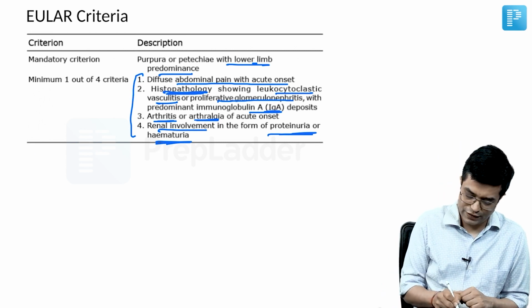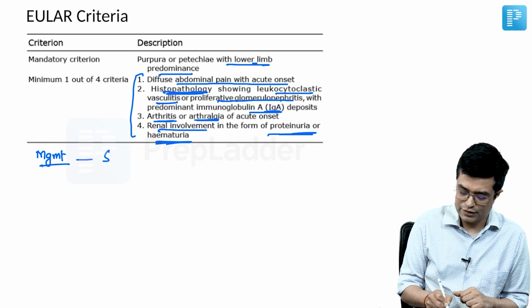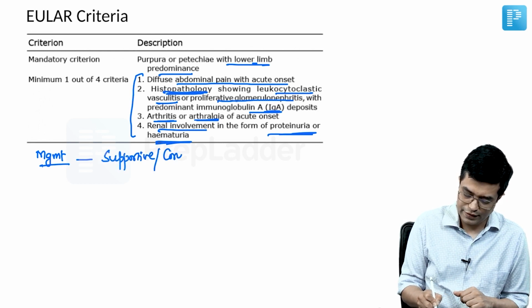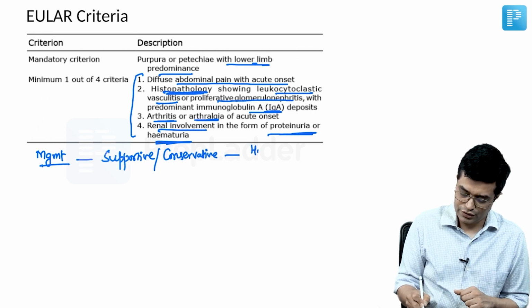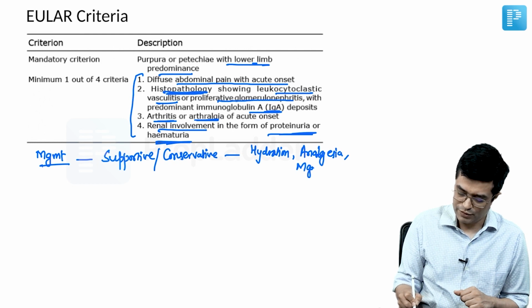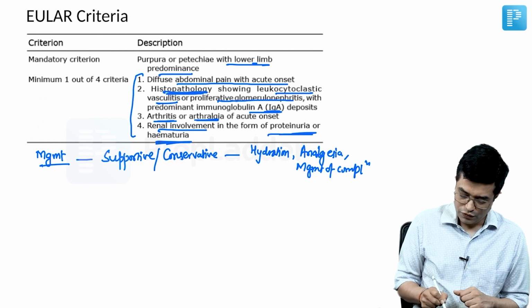What is the management of HSP? Management is very clear. Nelson clearly says management is supportive or conservative therapy in the majority of these patients. You will go in for hydration, you will go in for analgesia, and you will manage any complications which are happening. What is the role of steroids?